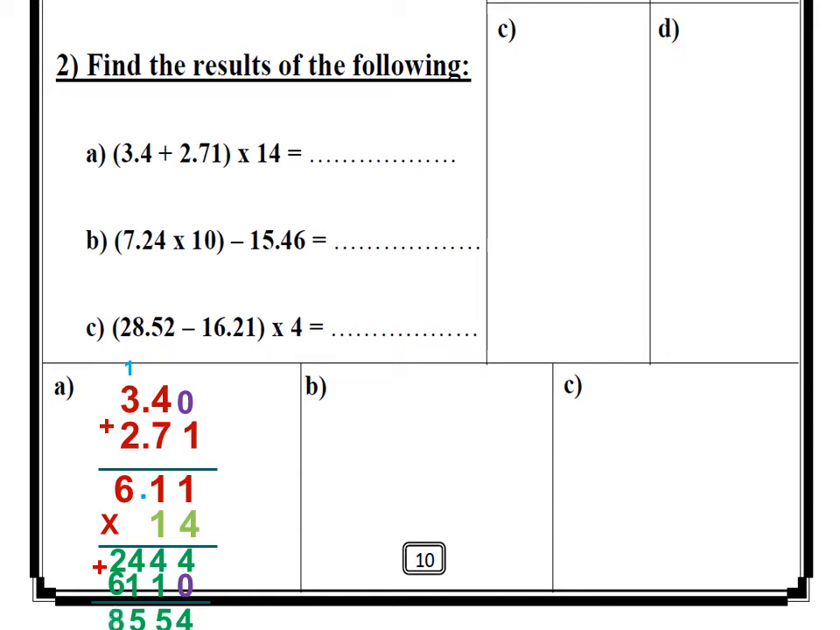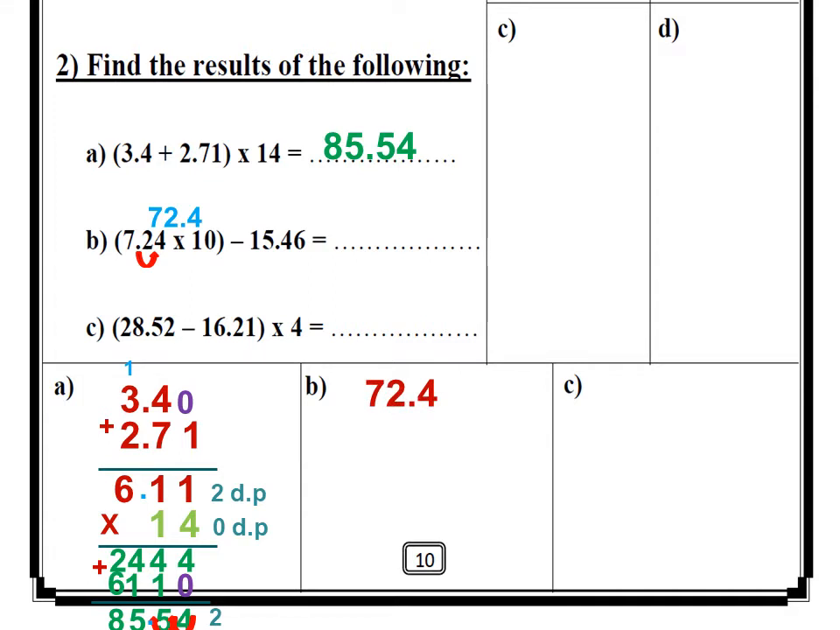2 plus 6, 8. I have 1 decimal place, 0 decimal places, so my answer finally has 2 decimal places, counting from the right side 2 steps. So 1, 2, my answer is going to be 85.54, and write it in my empty space. Question B, between brackets, 7.24 times 10, multiplication times 10, so I'm going to move 1 step to the right side, so it is going to be 72.4.